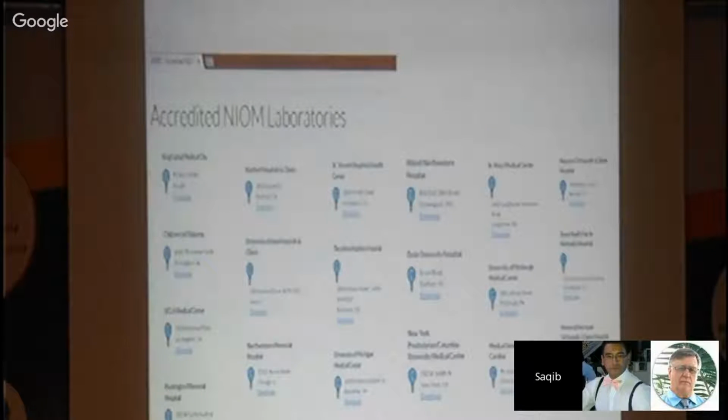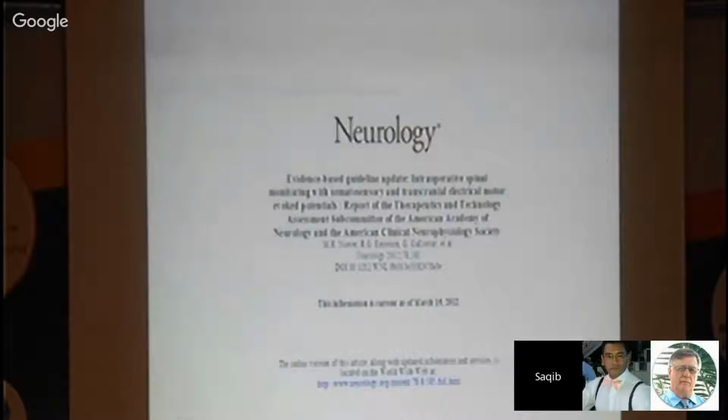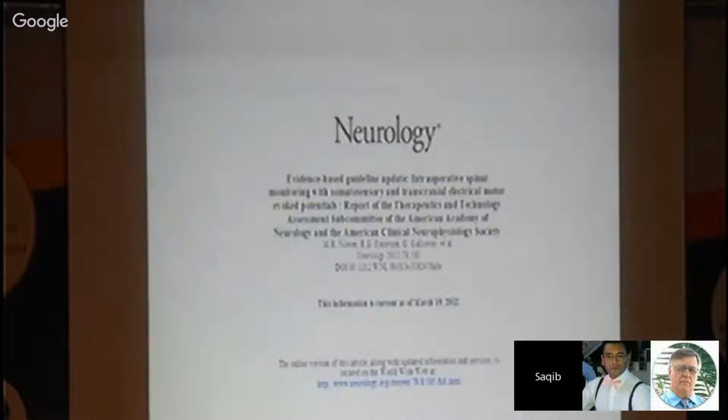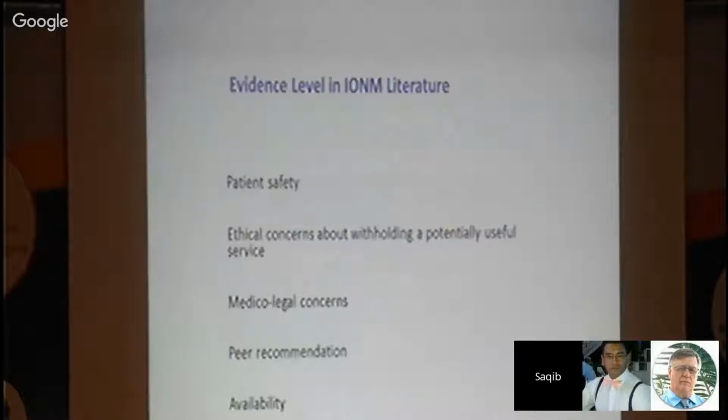We are accredited. So if people are claiming that there is no use, I think this association should be banned, because they accredited us. Not only did they accredit us, they accredited UCLA, Huntington's, Northwestern, Stanford, and Johns Hopkins. I don't know why they did that. The American Academy of Neurology came up with guidelines in 2012 that SSEP and MEP monitoring should be used for spine surgeries. So I'm not making this up.